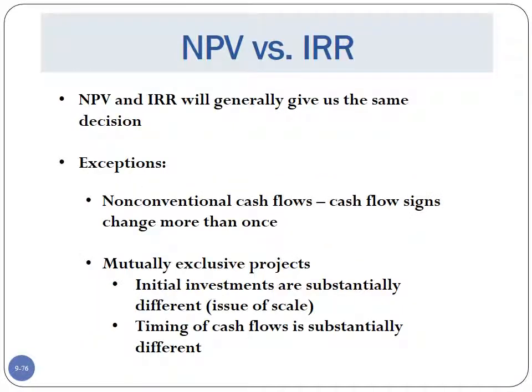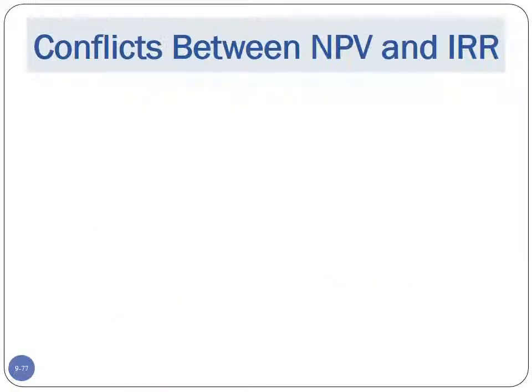Net present value and internal rate of return generally give us the same decision. The exceptions are when the cash flows are unconventional, where the cash flow signs go up and down and change more than once. And then for mutually exclusive projects, when the initial investments are substantially different, and we have issues of scale and other issues related to what's necessary structurally to undertake the project. And then when the timing of cash flows is substantially different.